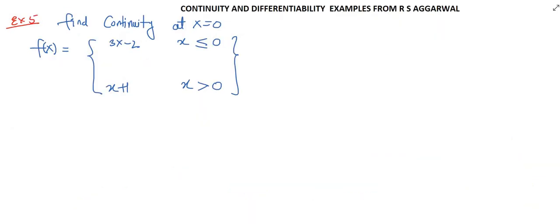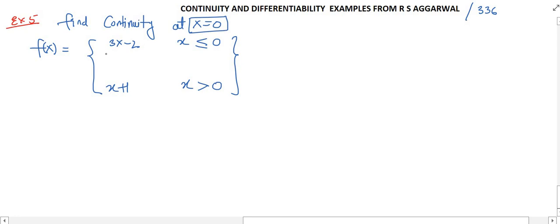So this is the question number 5 at page number 336. So you can find it on page 336 at R.S. Aggarwal. So it says, find the continuity of this function f of x: 3x minus 2, if x is less than or equal to 0, and x plus 1 if x is more than 0. Write down the question. To find continuity, what do we need to find? We need LHL, RHL and function value.